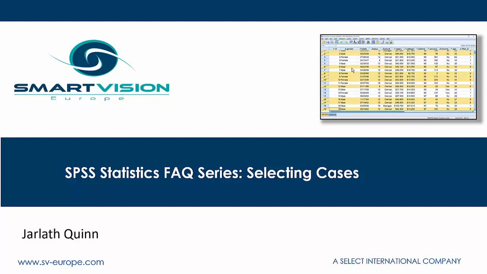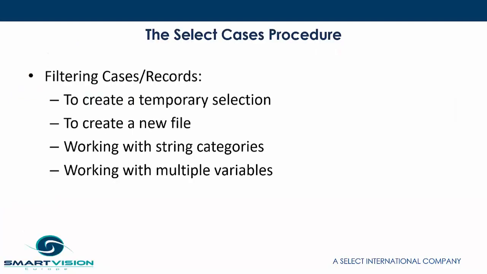So in this example of the frequently asked questions series, we're going to be looking at using SPSS Statistics to define data filters, or alternatively to select cases. Filtering data or using the select cases procedure in SPSS Statistics can allow you to either create a temporary selection of the data or to create a brand new file based on the selection. And we're also going to look at an example of working with string categories and a string variable, and also how to combine conditions from multiple variables.